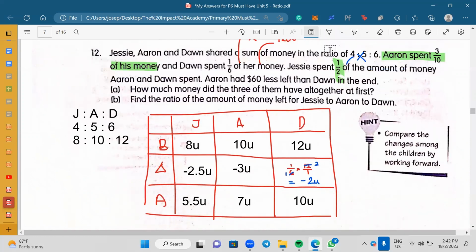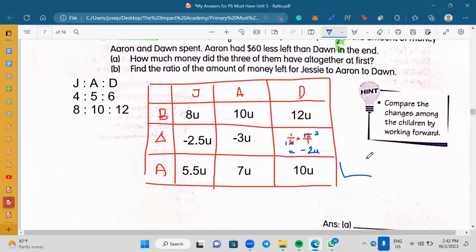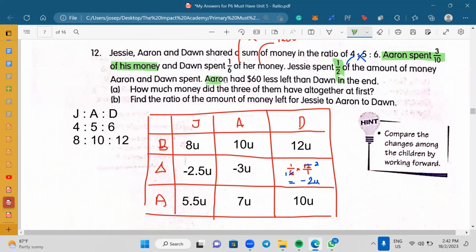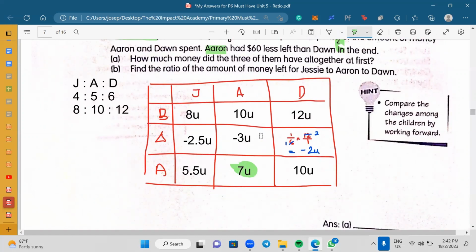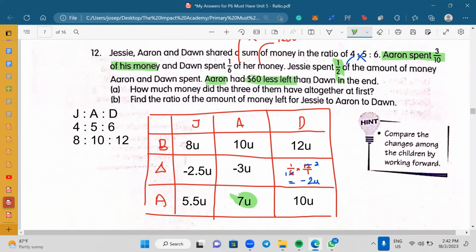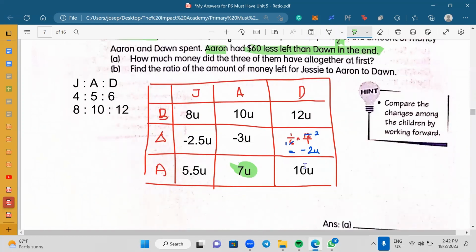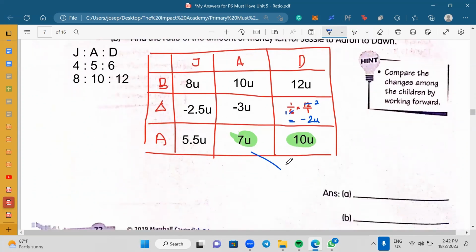Now, this is when you realize you only have 2 options, right? If they give you the total, you add everything up together. Agree? But did the question give you the total? No. The question says, Aaron had $60 less left than Dawn in the end. Aaron is 7 units, right? Dawn is 10 units, right? Am I making sense here? So $60 is how many units? 3 units. So 3 units is equal to $60.